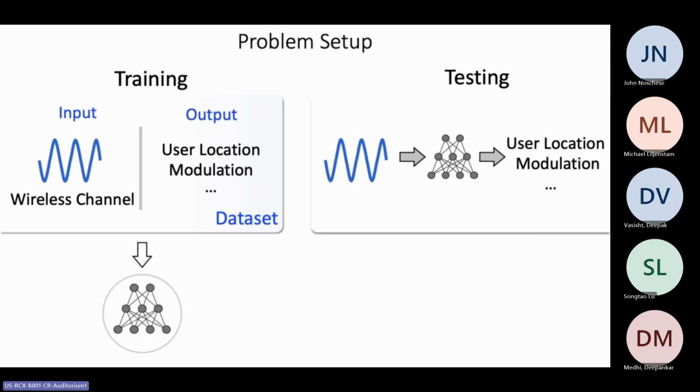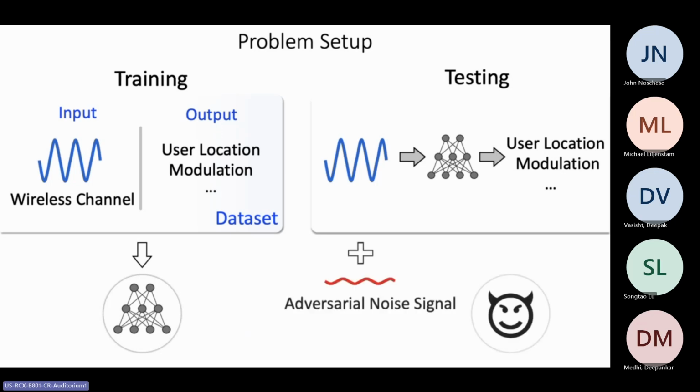So the attacks that we're considering are test time attacks. We don't assume that we have access to the training data at all. The base station has a model that it has already learned, deployed in production, and at test time, we introduce small amounts of noise to cause errors in any of these systems that we care about.